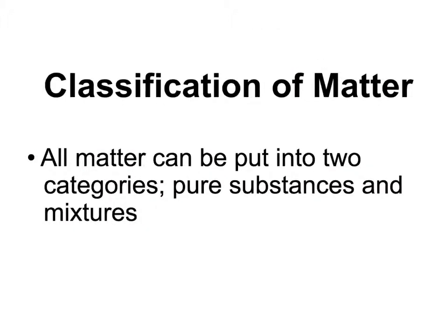Now, a further way to classify matter is that it can be put into two categories. We have pure substances, and then we have these things called mixtures. Those can be further broken down into additional classifications, so we'll talk about that in a few minutes.